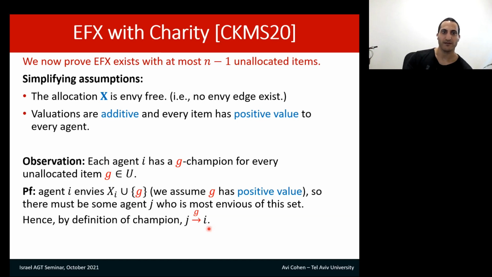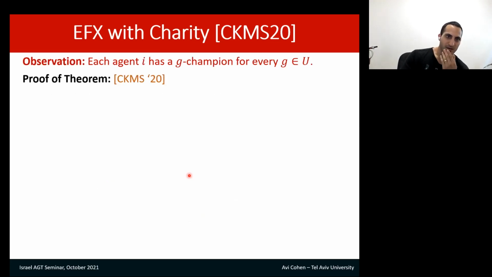So we have, for every unallocated good, an edge labeled by that good going into every agent in the graph. Okay, now using this observation, we can prove the theorem. So here, keep this observation in mind.